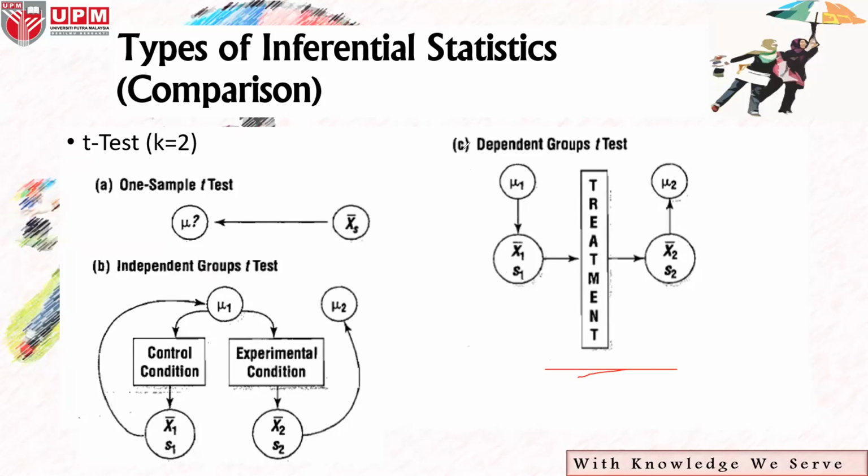Okay, the second one is the independent group t-test. For the independent group t-test, you have two groups. Okay, you are interested to study job performance between two groups, male and female. Two groups, male and female. Okay, the two groups are independent. They are not related. Are males related to females? Not related, right? Females are not related to males, right? They are two independent groups.